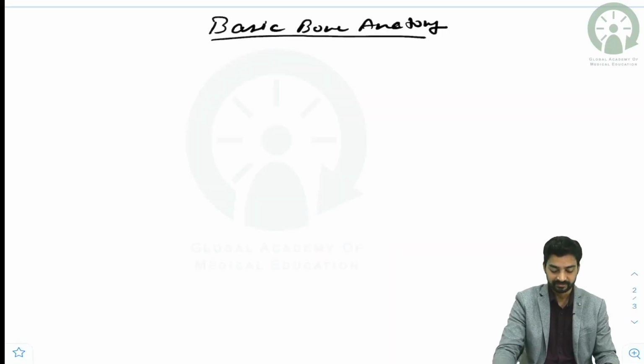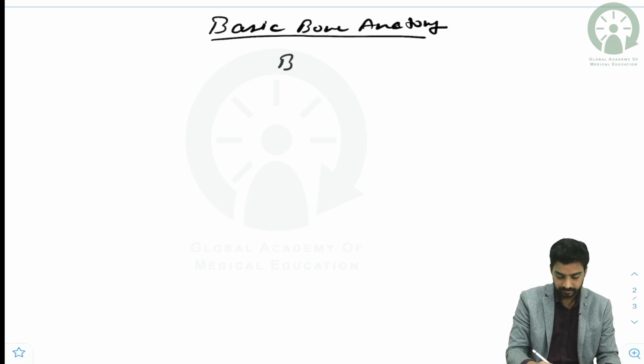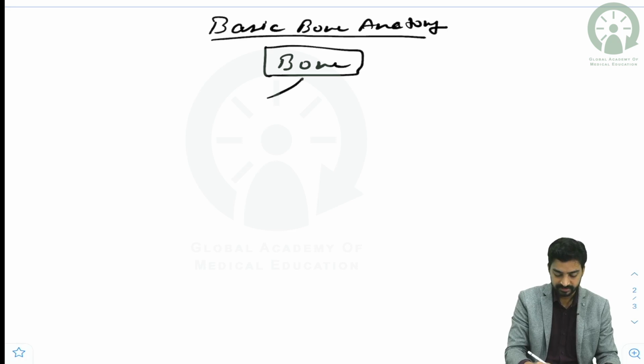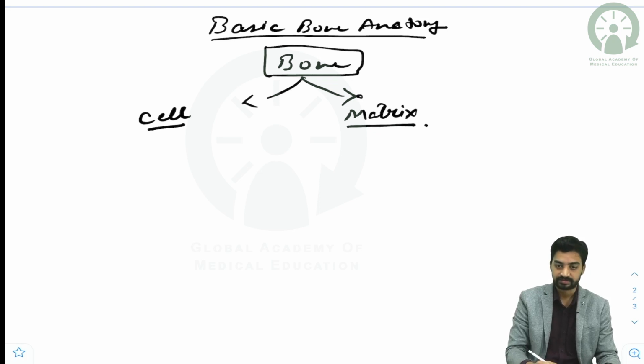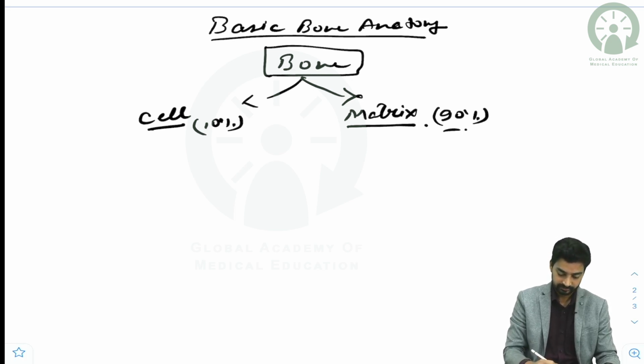So starting with basic bone anatomy. If you see about this bone composition, the bone is basically comprised of two parts. One is cell and the second part is your matrix portion. The cell comprises only 10% of that and matrix is about 90%.